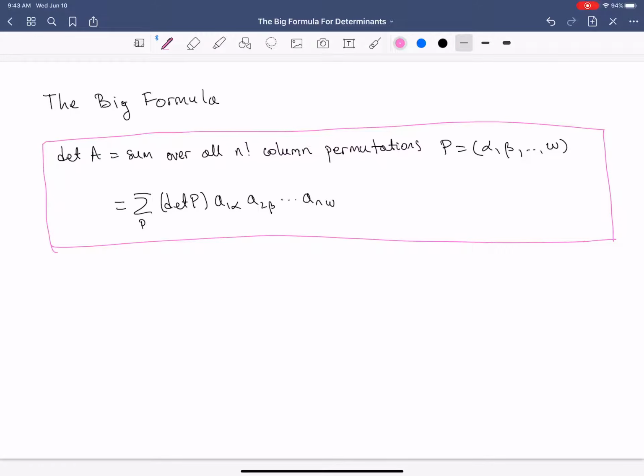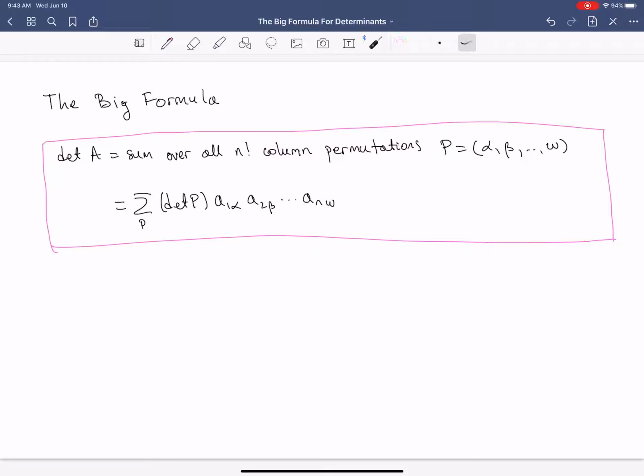Now we'll introduce the big formula for determinants. I have written out the formula. I understand that it is not easy to follow, so let's just read along. The formula says that the determinant of A is the sum over all n factorial column permutations.